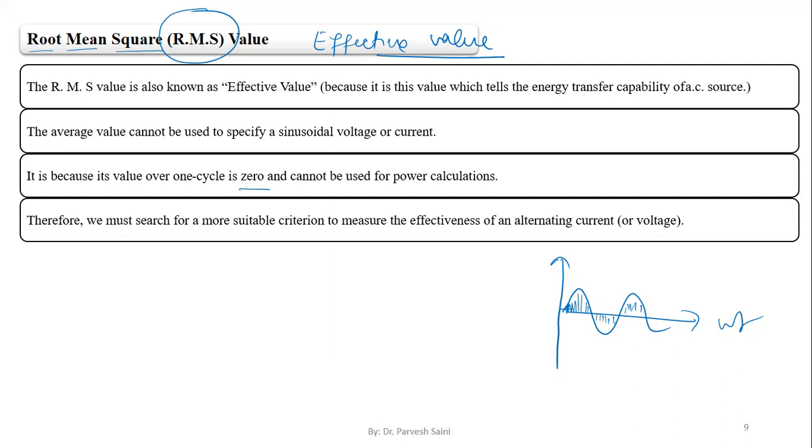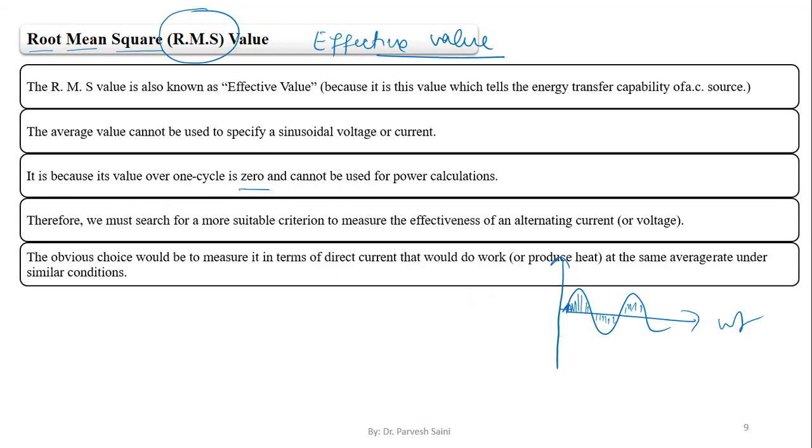But we need to understand the fact that to analyze the electrical system, to analyze the AC system, we need to have a fixed value. We need to have a constant value of the alternating current or voltage, right? It is that fixed value which is used to indicate the magnitude of an alternating current or voltage, right?